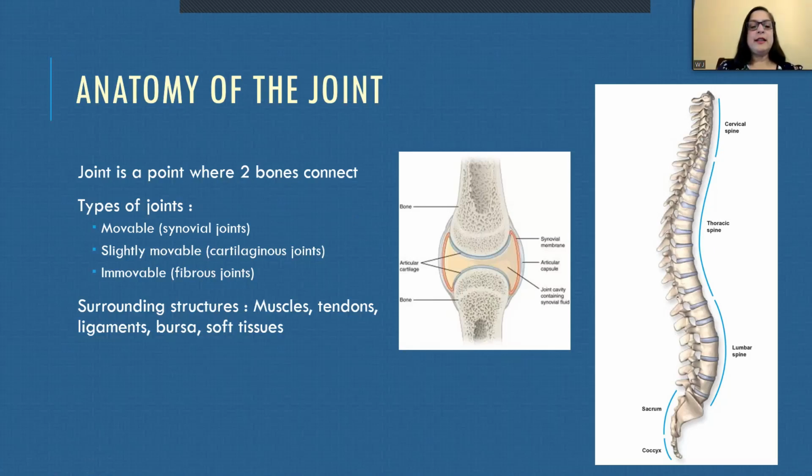There are also structures surrounding the joints, which comprise muscles, tendons, ligaments, bursa, and soft tissues, which all can be involved in arthritis and may be the cause of pain, stiffness, and decrease in mobility.